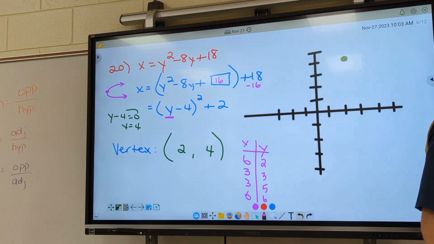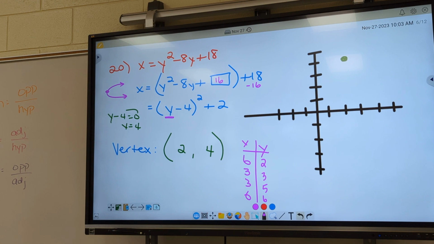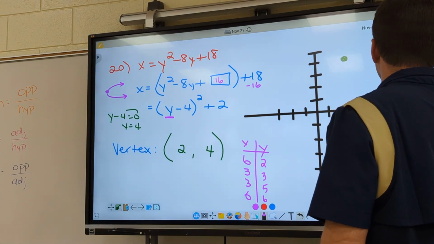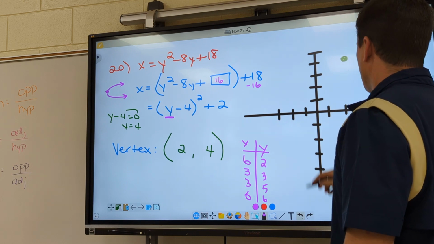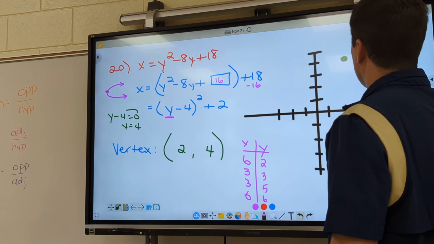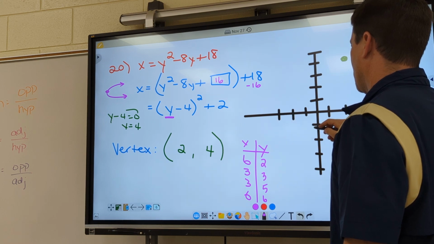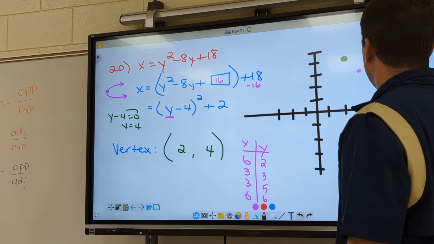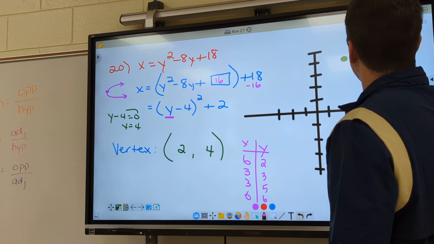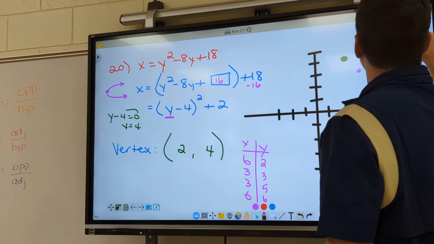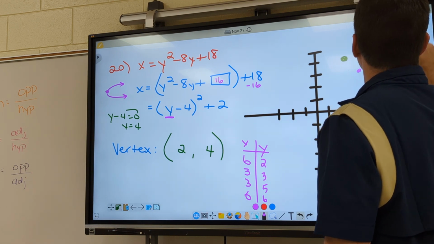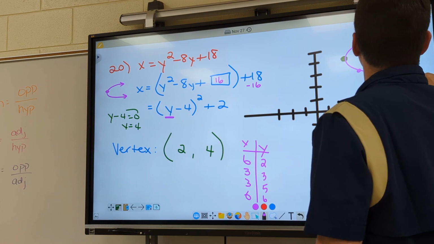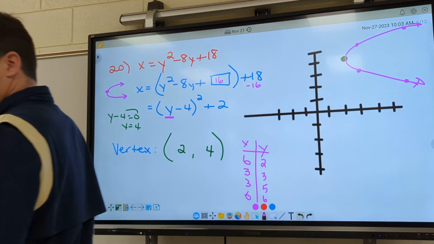All right, now when you graph that, it should make a parabola turned on its side. Over 6 up 2. 1, 2, 3, 4, 5, 6 up 2. Over 3 up 3. Over 3 up 5. 1, 2, 3, 4, 5. There we go. All right, that's what mine looks like on 20.